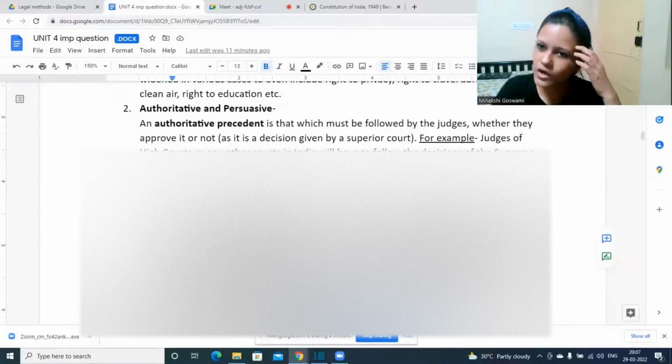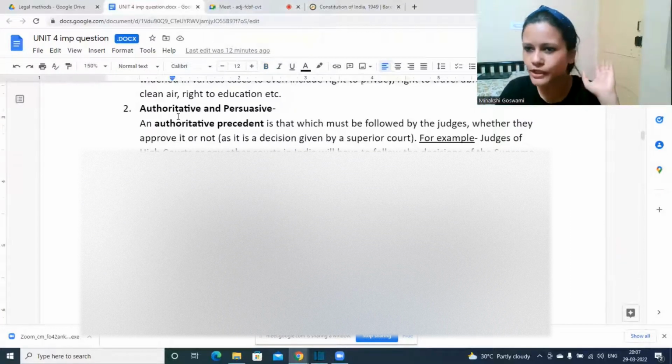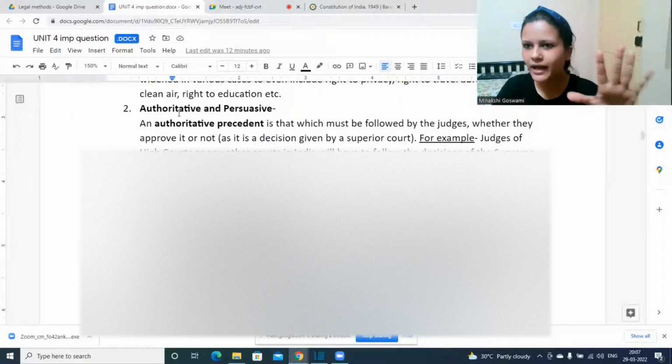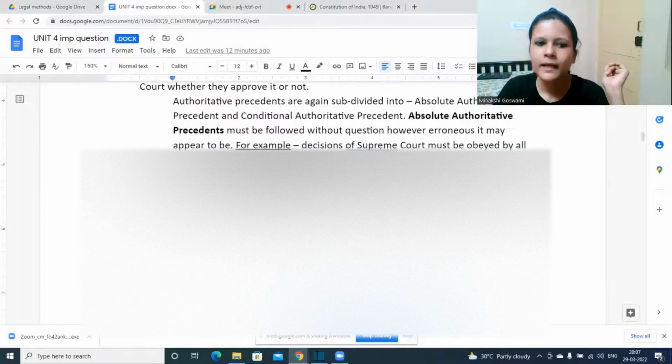Is it clear or confusing? Now it's clear. So authoritative precedent is clear, right? Something which is having authority. You don't have an option. It may be absolute authoritative, it may be conditional.